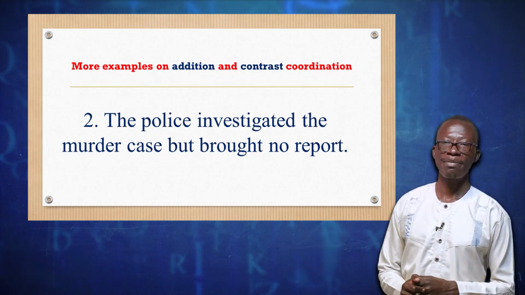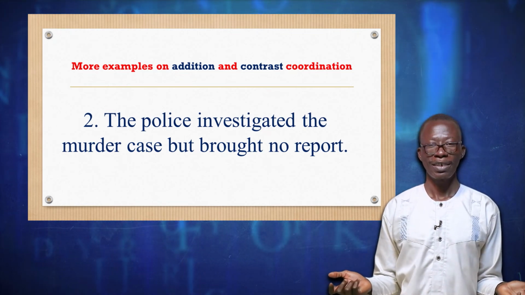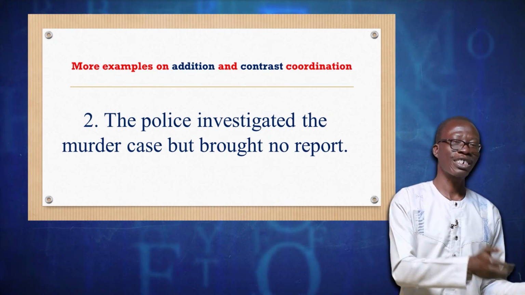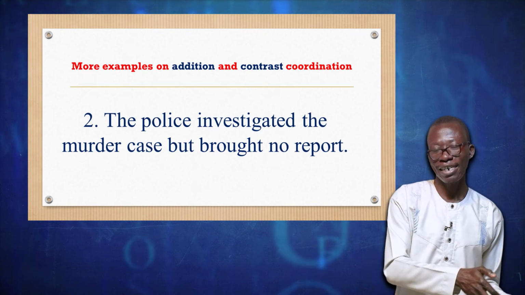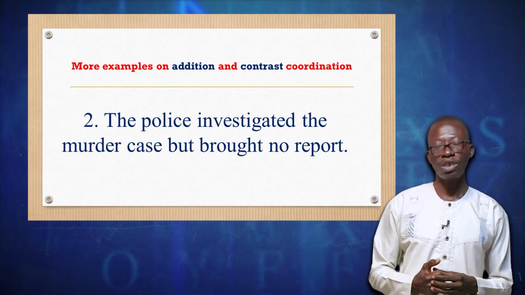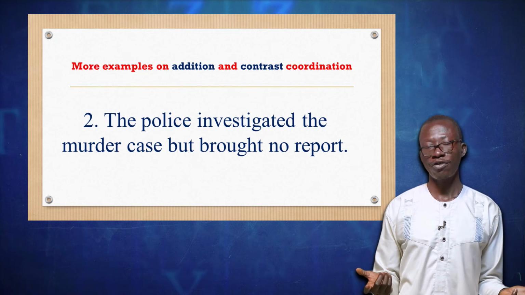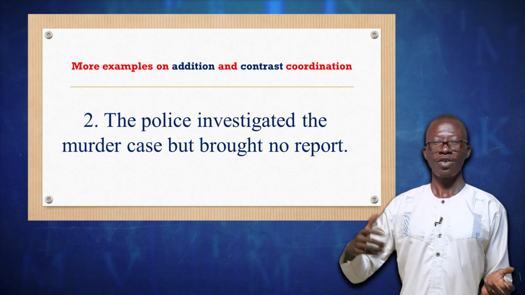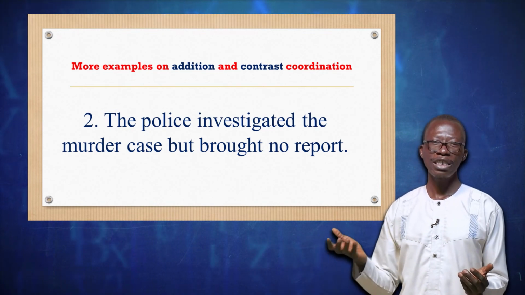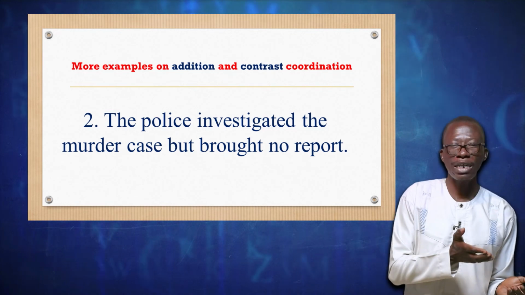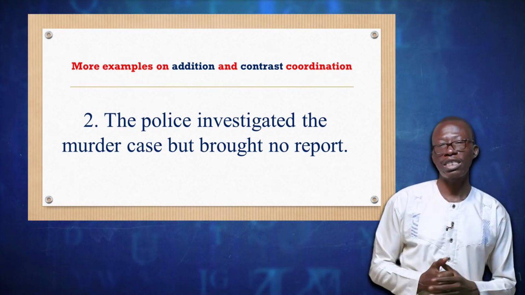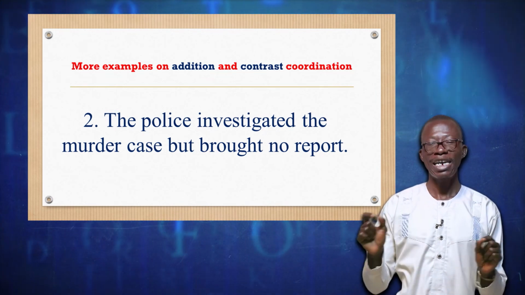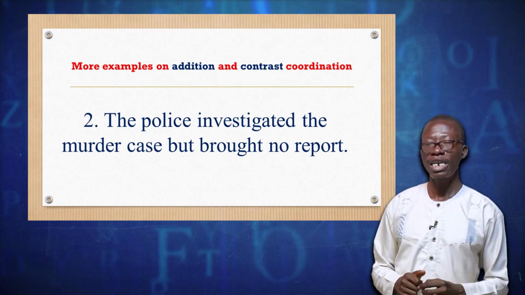The police investigated the murder case but brought no report. Here, it's expected that if the police launch an investigation into a criminal case like this, they should certainly come out with a report as to whether they were successful or not. But in this case, the police didn't. So the second action of the police is in natural contradiction to what is expected when an investigation is carried out. So to bring these two ideas together perfectly well, the coordinator but is used.